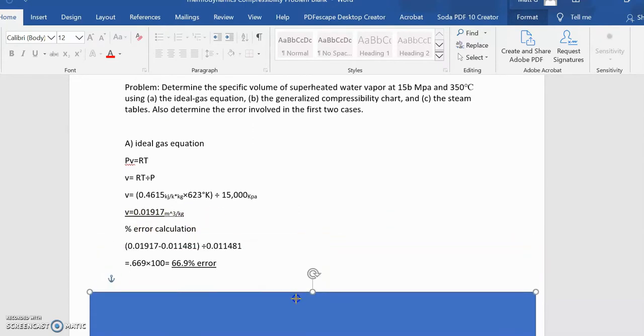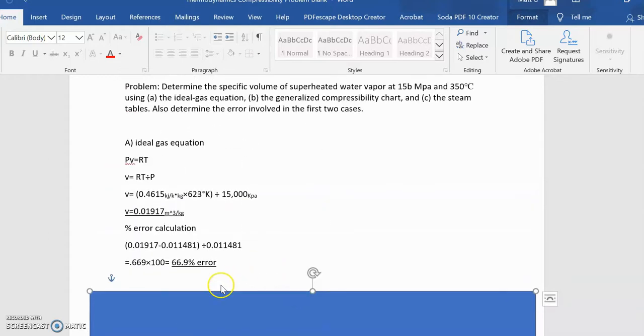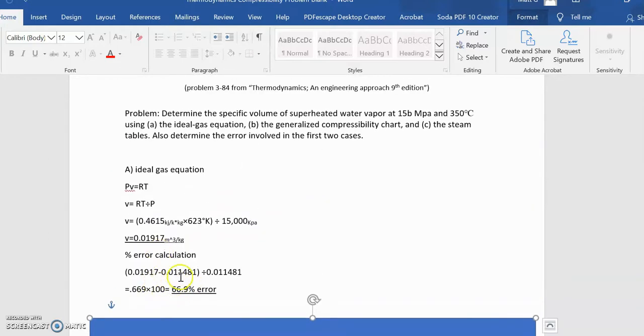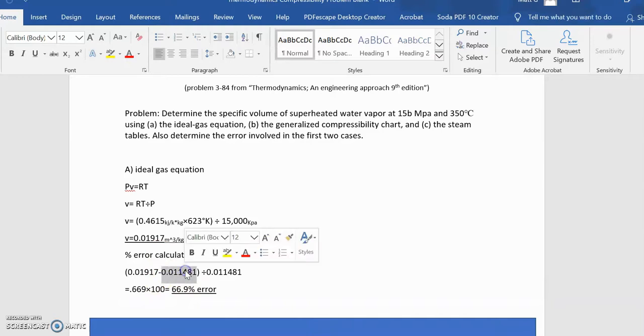And then if we do our percent error calculation, we'll get the actual value later, but it's the value we got minus the actual value, all divided by the actual value again. So this simplifies down here to 0.669 or 66.9% error.